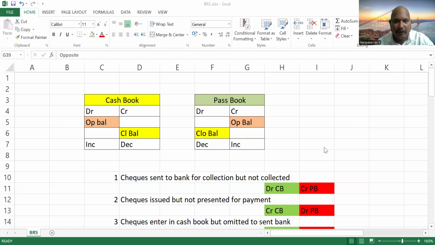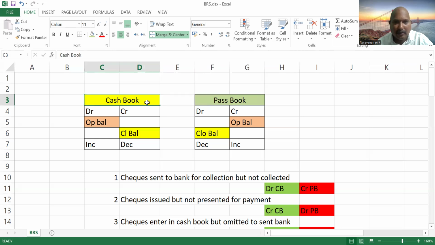Before the bank reconciliation statement, we want to know the meaning of cash book and the meaning of passbook. A cash book means a trader prepares the cash book, and in that cash book we consider only the bank column. That means whatever transactions we have through the bank, we record in the cash book. Passbook means the passbook is prepared by the banker, recording the transactions we made with the bank.